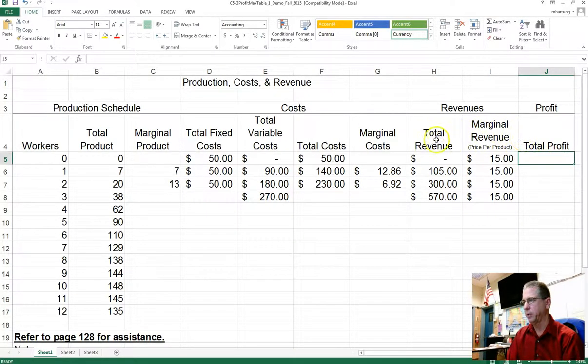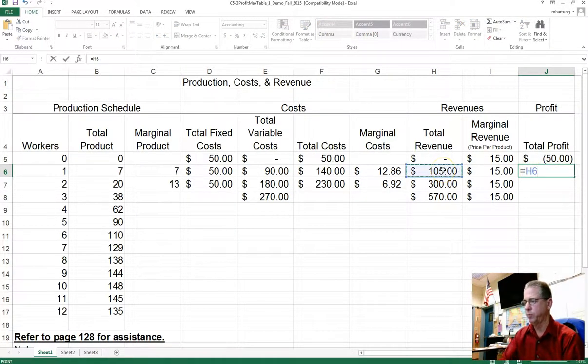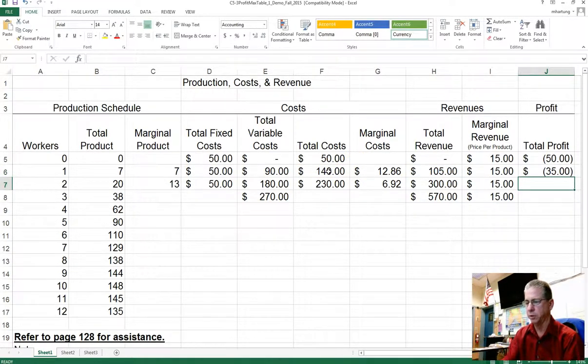Profit will be calculated by total revenue minus total costs. Total revenue minus total costs, negative $50. Losing money at this point. Equal sign. Total revenue minus total cost, minus 35. Still losing money. Let's do another one. Let's get into some black ink. Equal sign. Total revenue minus total costs. There we go. Making $70.